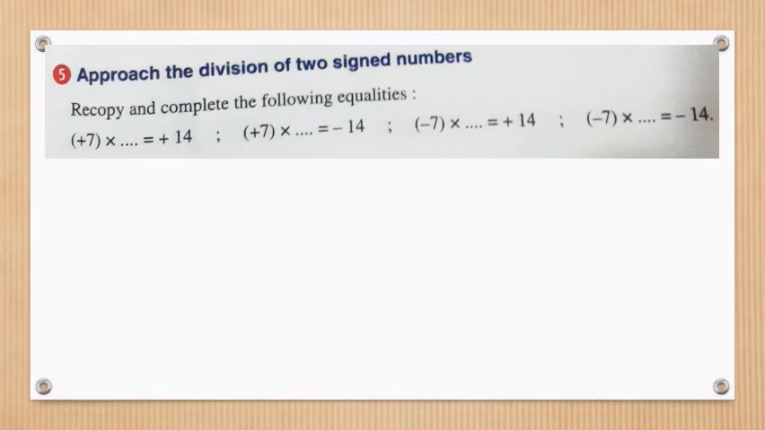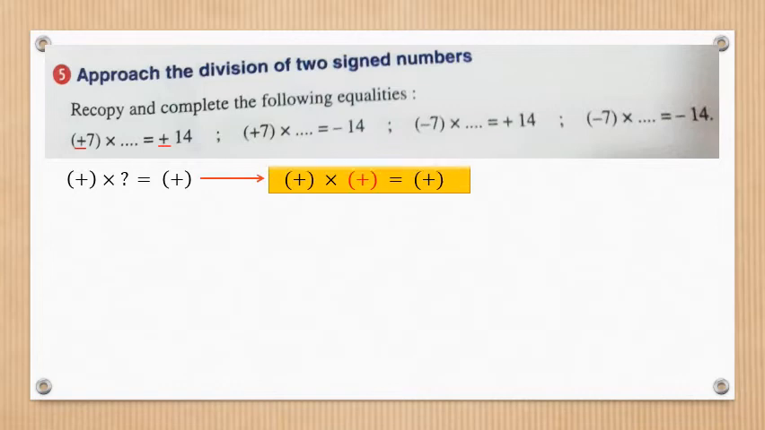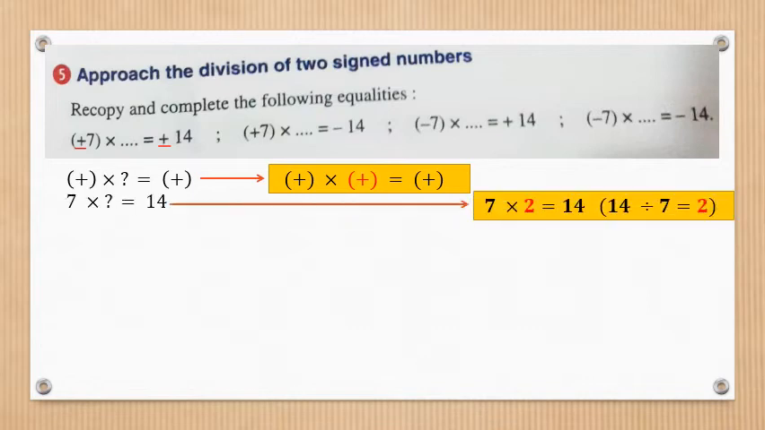Approach the division of two signed numbers. Plus 7 times how much equals plus 14? Since I have the same sign, the answer is plus. So I can say that if the numbers multiplied by each other have the same sign and one of them is positive, the other one is always positive. 7 times how much equals 14? It's 7 times 2. Okay? Here the missing number is 2.